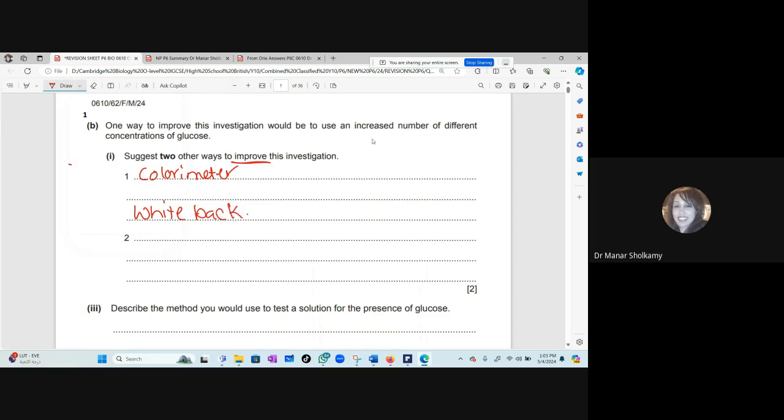We have other things related to, for example, collecting gas. So how will you collect? How can you improve the collection of gas? You will count bubbles. Use a gas syringe. Yes, of course. This is so easy, but it is very common. You will use a gas syringe, or you will measure the volume of gas over a graduated measuring cylinder, and you have the pictures.